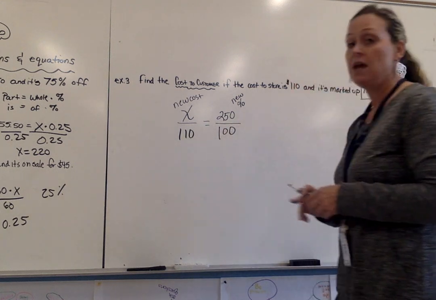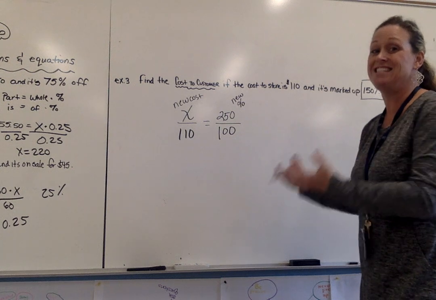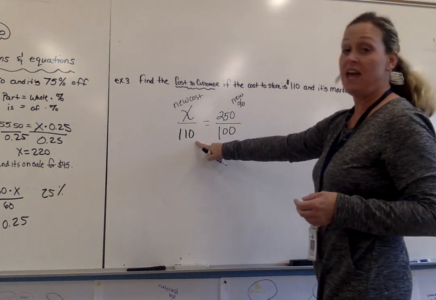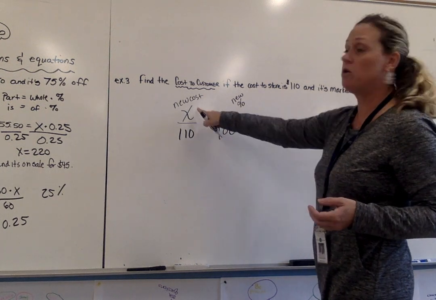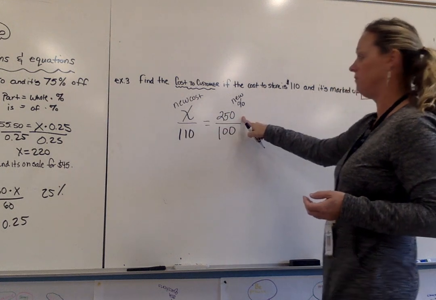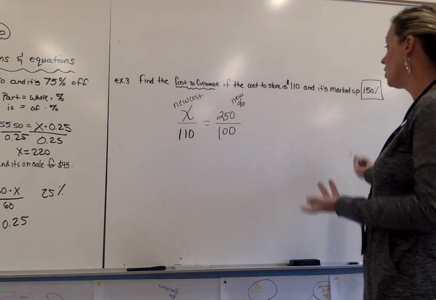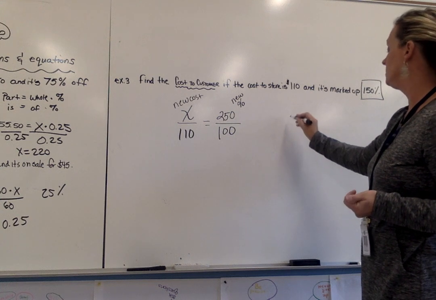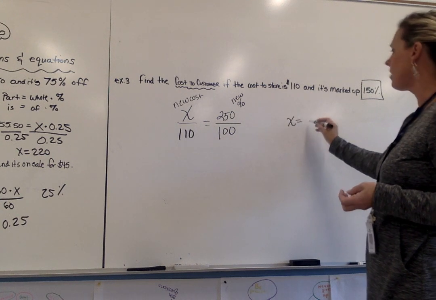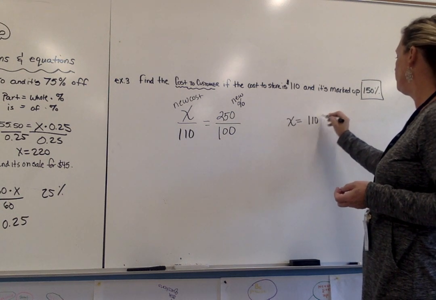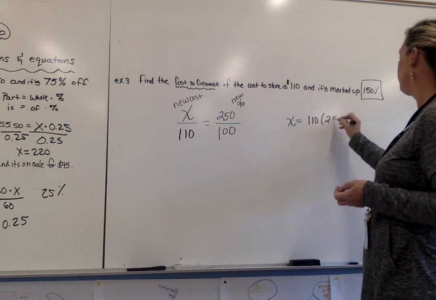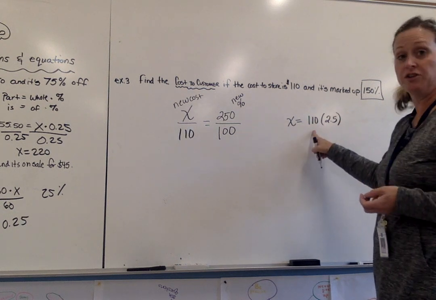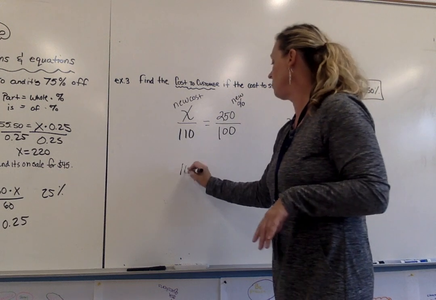over 100. As you look at it, markup is the additional cost. 110 is the 100%. So I want to know the new cost compared to 250. I can also use that as an equation. My new cost, what I'm looking for, is 2.5 of the 110. And I solve them both the same way.